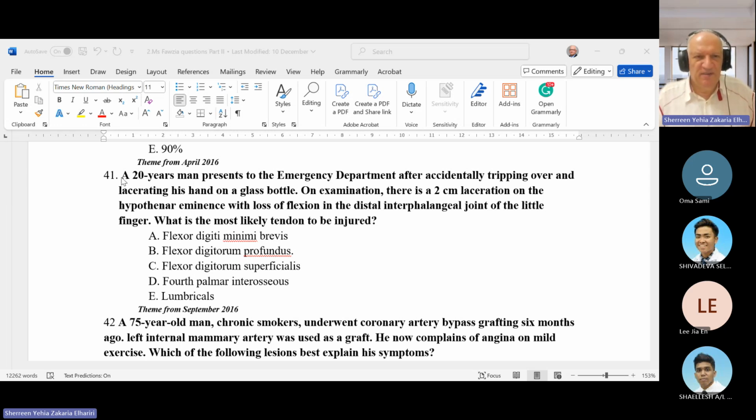So question 41, we started today from 41. A 20 years old man presents to the emergency department after accidentally tripping over and lacerating his hand on a glass bottle. On examination, there is a 2 centimeter laceration on the hypothenar eminence and loss of flexion in the distal interphalangeal joint of the little finger. What is the most likely tendon to be injured? This question asks what tendon inserts in the distal interphalangeal joint. Of course, distally, they have flexor, but which flexor? Anyone have an answer?